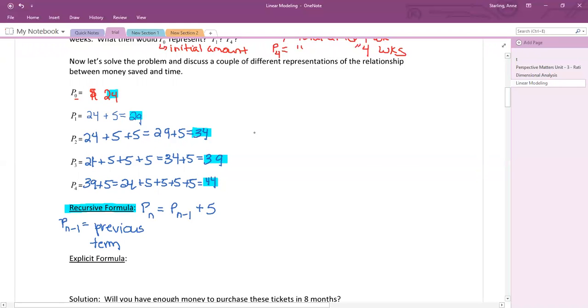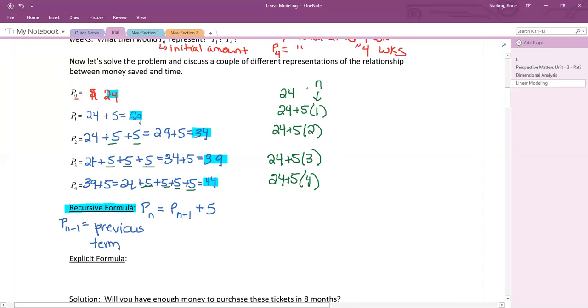Over here, the initial value was 24. And then we took 24 and added 5 one time for week 1. For week 2, we took 24 and added 5 two times. 1, 2, because there were 2 weeks. Week 3, we added 5 three times for 3 weeks. 1, 2, 3. And for week 4, we added 5 four times. 1, 2, 3, 4. So this number represents N, which is the number of weeks we're saving in this case.